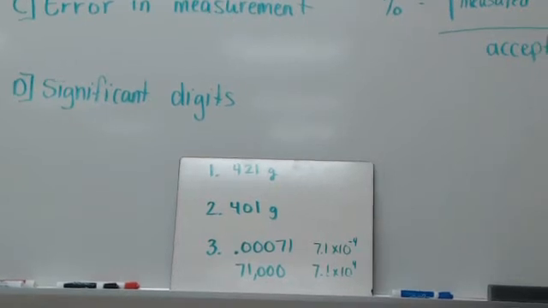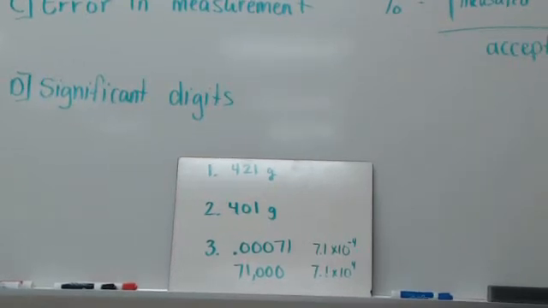The first rule of significant digits is this: all digits that are not zeros are significant. So if we look at the number on the board, on number 1, the measurement is 421 grams. There are 3 significant digits there. The 4, the 2, and the 1 are all significant because they are not zeros.